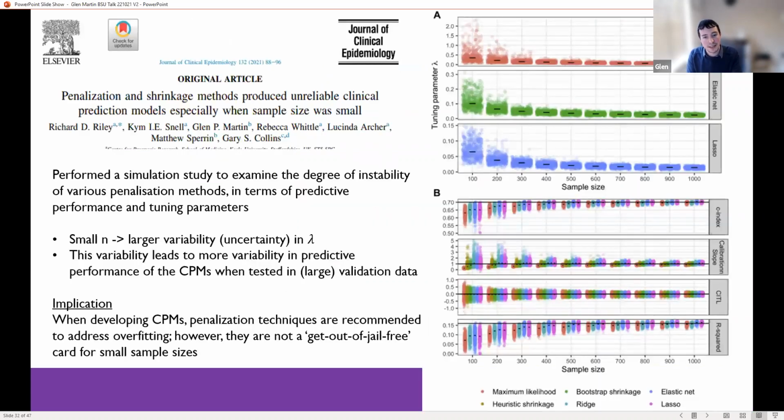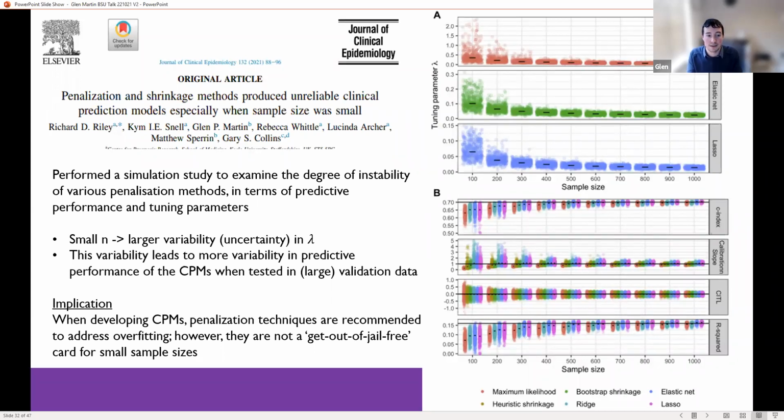We then also looked at what happens as a result of that in terms of the predicted performance. And what we found is that as n decreased, there was larger variability in that tuning parameter, as I've just been outlining, but also that had a knock-on effect on the predicted performance. So again, you can see that while all these methods are working on average in terms of minimizing overfitting, there's huge variability in those estimates.